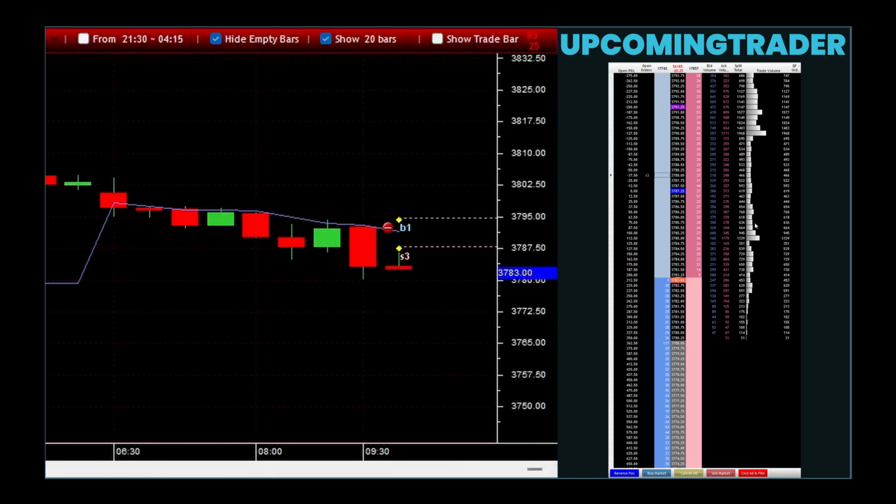On the other hand, the three black crows form a stark contrast to the three white soldiers. This pattern consists of three long, consecutive black candlesticks, each closing lower than the previous day, ideally appearing after a significant uptrend. It signals a strong reversal into a downtrend as sellers take control of the market prices from the buyers. Understanding these variations and their implications is essential for traders.